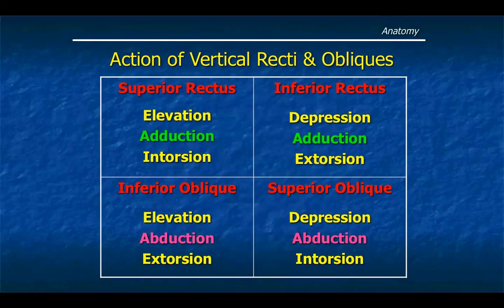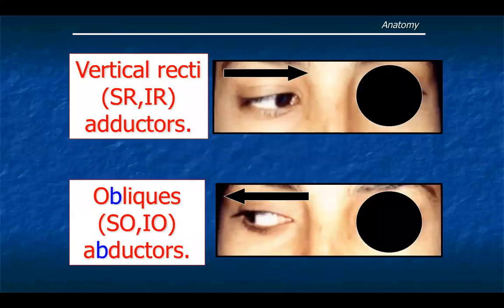The second action is adduction by the vertical recti and abduction by the obliques. So the vertical recti are adductors because they originate nasally at the back, at the orbital apex, and they course anteriorly to be anteriorly in a direction that's temporal to the optic axis. So when they contract, the more temporal insertion will move towards the more nasal origin, so they will adduct the eye.